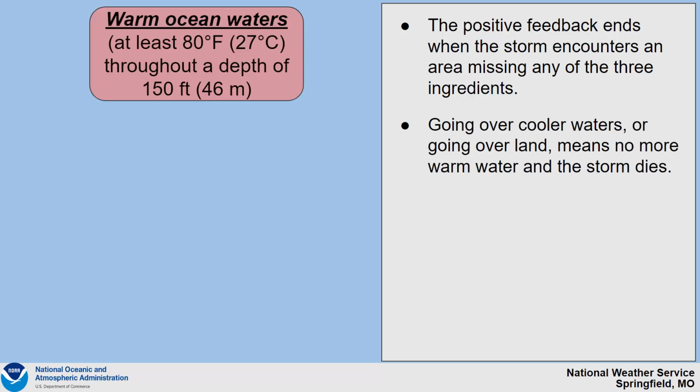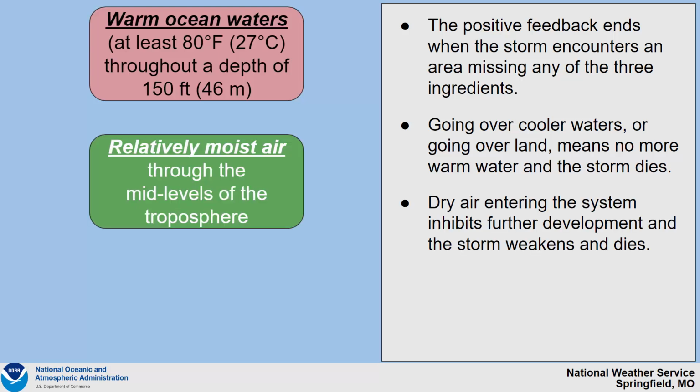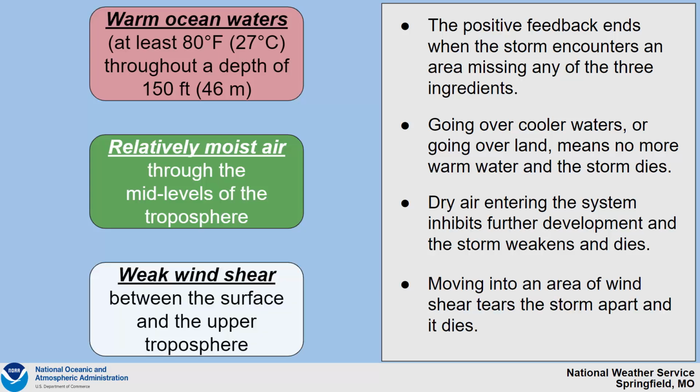Going over cold or cooler waters, or going over land where there's no water, means no more fuel and the storm dies. Dry air entering the system would inhibit further development and the storm weakens and dies. And if the storm moves into an area with stronger wind shear, it will tear the storm apart and it dies. So that's everything about how hurricanes form and their life cycle.